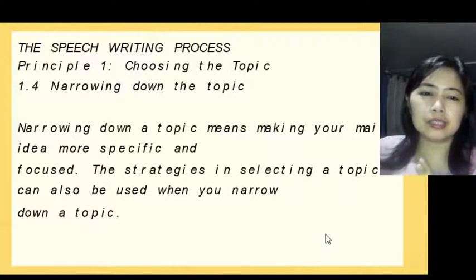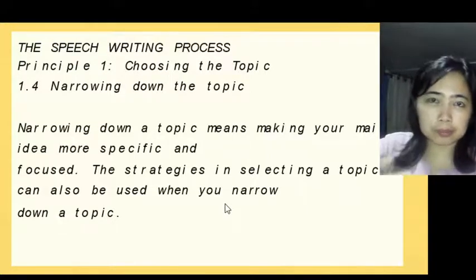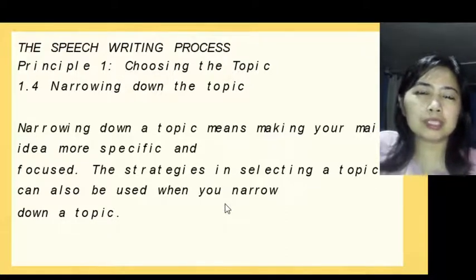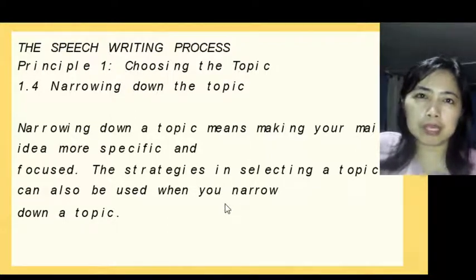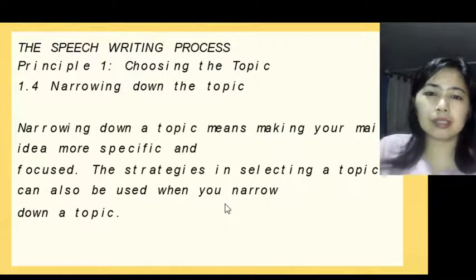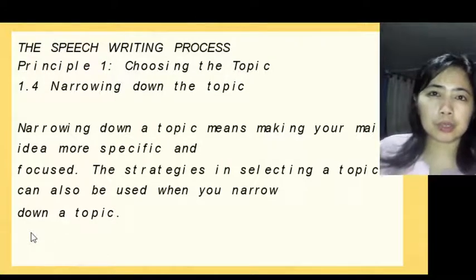In narrowing down a topic, maybe you can have for your general purpose, that is to inform. That is your purpose. For specific purpose, you say to inform grade 11 students on the importance of effective money management. So that is your specific purpose. Your topic could possibly be financial literacy or effective money management. And how would you narrow down that topic? So you talk about effective money management, make sure that this is good for your audience.